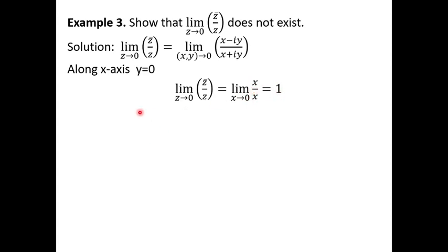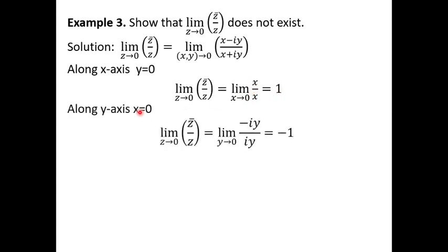Then consider the other case, that is along the y-axis. In the y-axis, x value should be 0. Therefore, put x equal to 0 in this function. Then limit y tends to 0. Here x will be 0. Then we get minus iy divided by plus iy. Here iy gets cancelled. Remaining is minus 1.